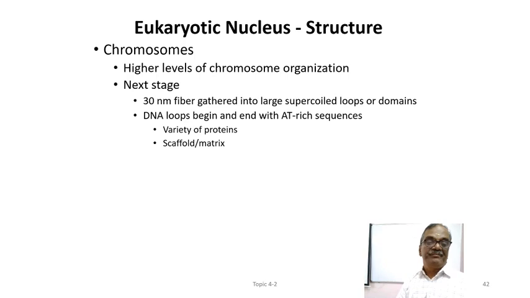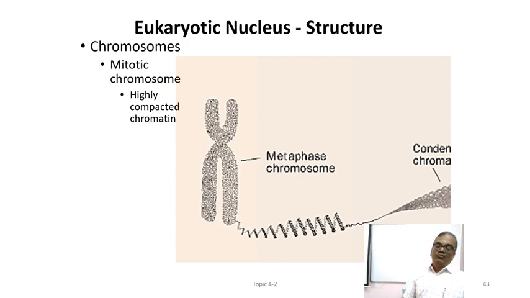Okay, the 30 nanometer fiber gathered in larger super coils, and AT-rich sequences are present. This varies depending upon the organisms. In plants one type and in animals another type, GC-rich, AT-rich, like that. Okay, if you are taking a metaphase chromosome, you can easily see how highly compacted they are. Then from that, if you take a super coiled DNA, you can easily see that.